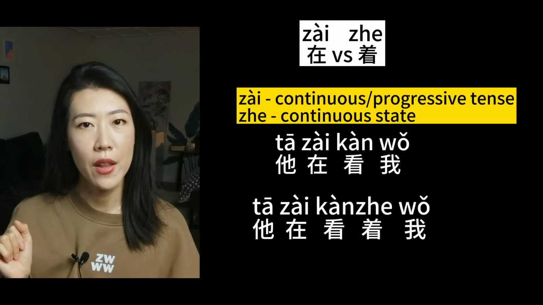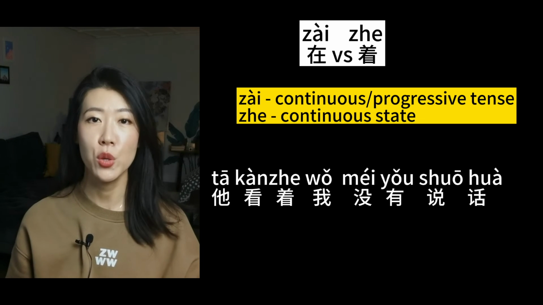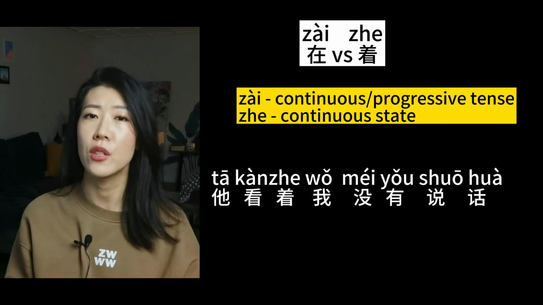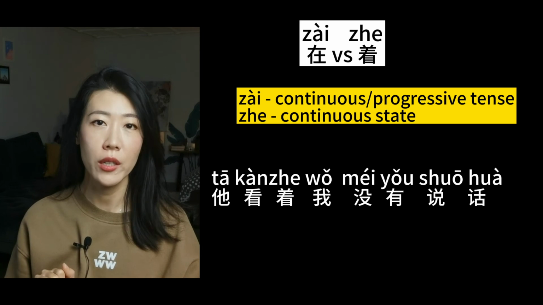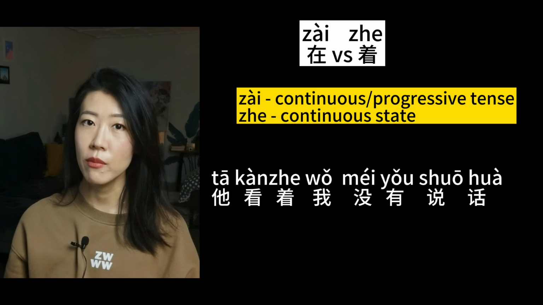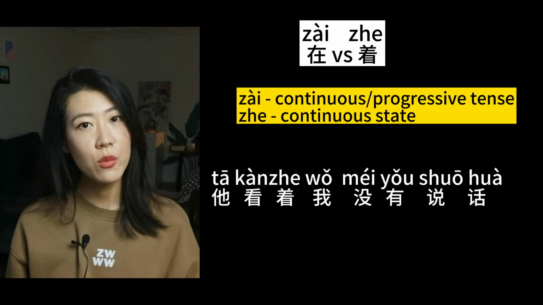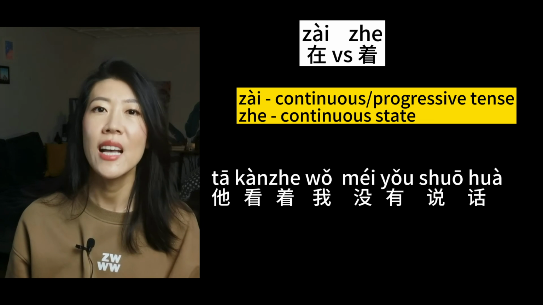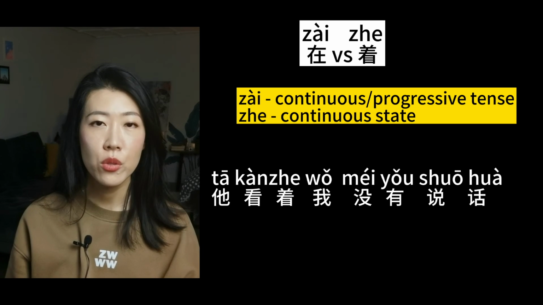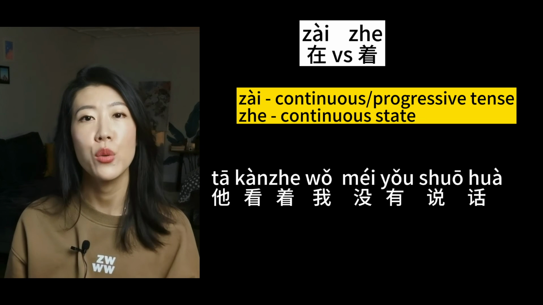Let's take a look at another example. 他看着我，没有说话。他看着我，没有说话。没有说话 means not saying. So he didn't say a word, just looking at me. In this expression, the dominant action is didn't say anything. In this expression, you cannot use 在. You are not supposed to use a progressive tense to express that situation.